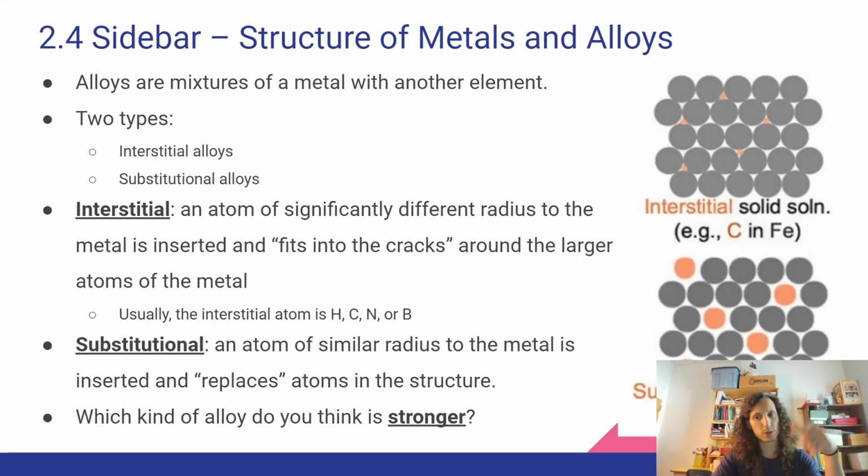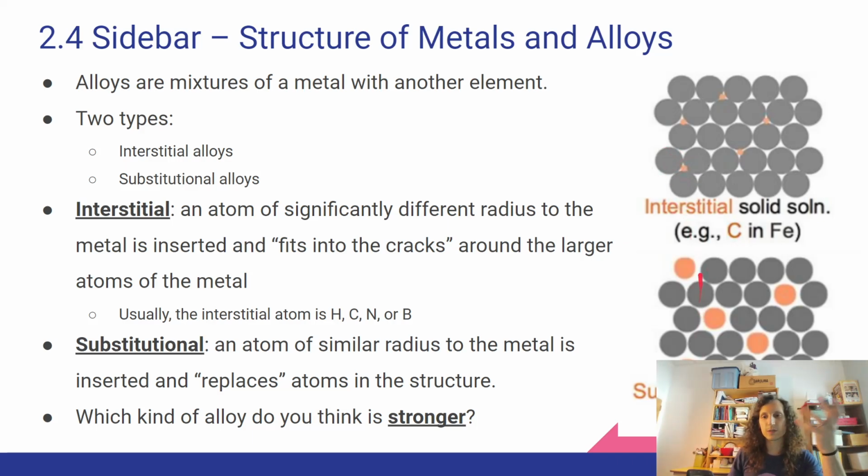So if we look at these two images, think about stronger alloy means if I hit it with a hammer, right? If I just smacked it right over here, which one wouldn't be as likely to budge? Well, this one, the interstitial alloy, has fewer cracks between it, right? Because these little cracks are being filled by carbon atoms. And we can see how much smaller those carbon atoms are in terms of radius compared to an iron atom.